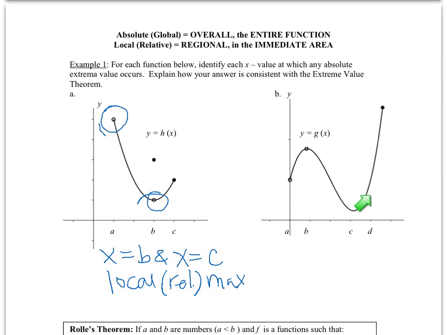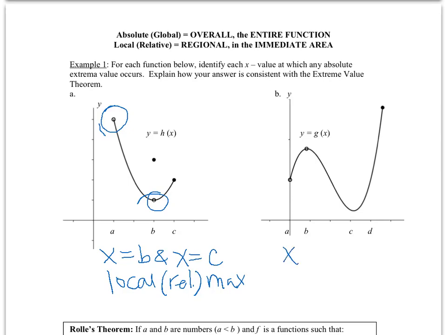And then as you continue on the function, you've got point D here, which is, again, a local maximum. There's no higher point in the immediate region, but it's also an absolute extreme because there's nothing higher in that entire function.